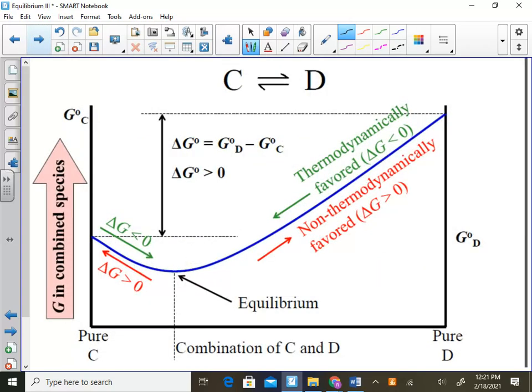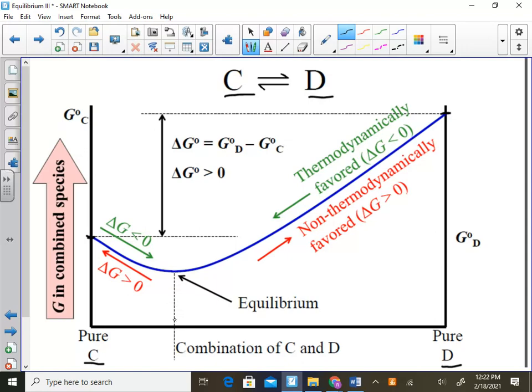Now let's look at the reaction of C becoming D. C is our reactant, and here we have pure C, here we have pure D. If you look at the delta G for just C and the delta G for D, we have an uphill journey. So we start with just C. The reaction will proceed toward the products. We have a negative delta G until equilibrium.